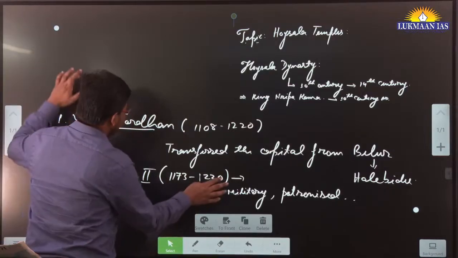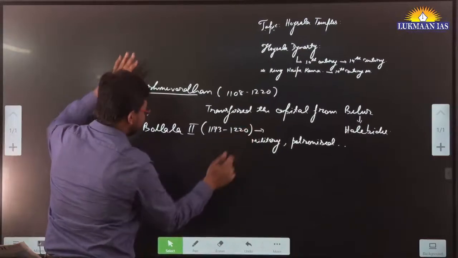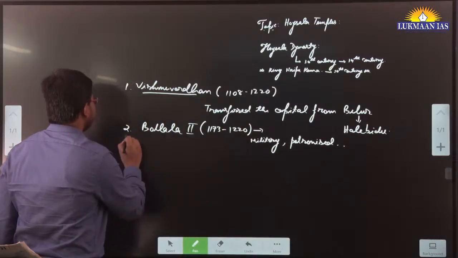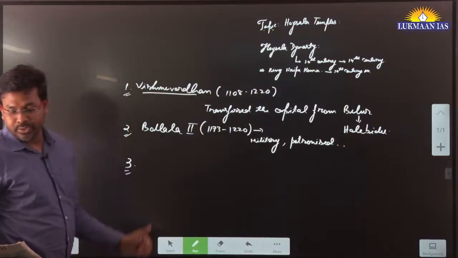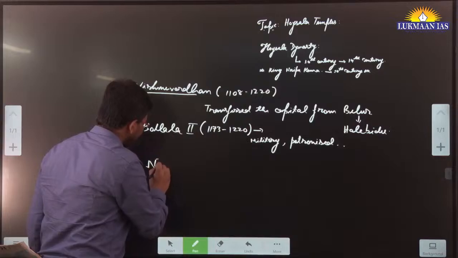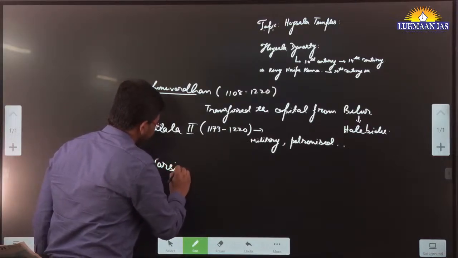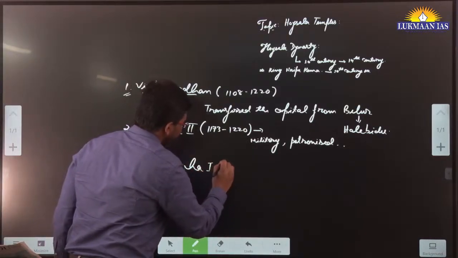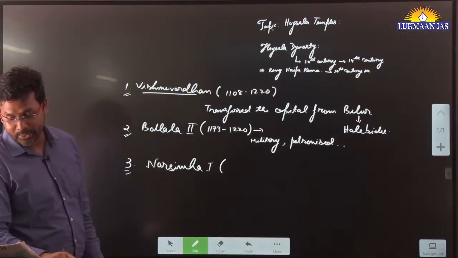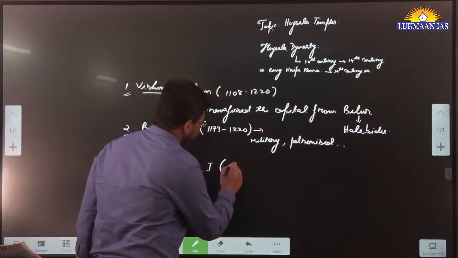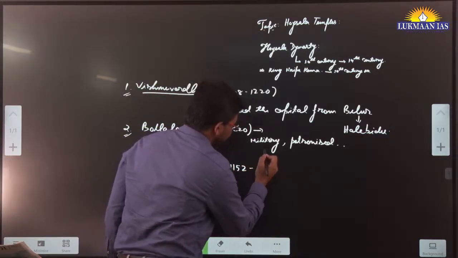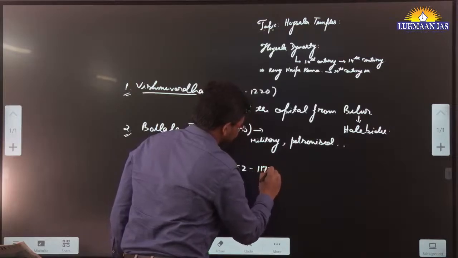Then we have another king in this dynasty. I am going to mention his name also. These kings are sometimes important. If you can remember, it's going to be important for the prelims exam. So this is Narsimha I, and he ruled from 1152 to 1173.